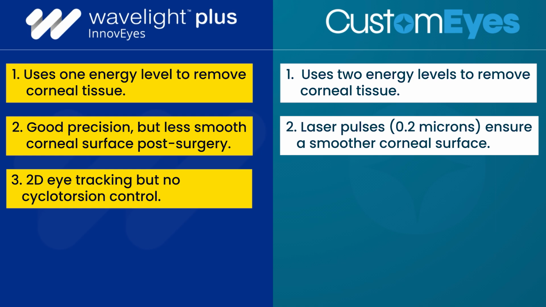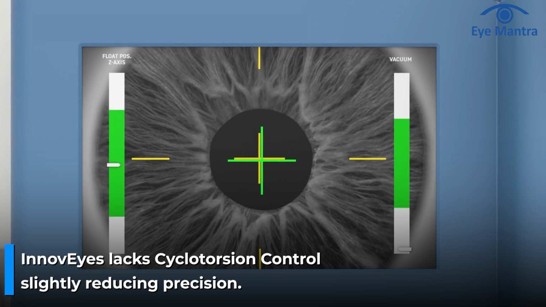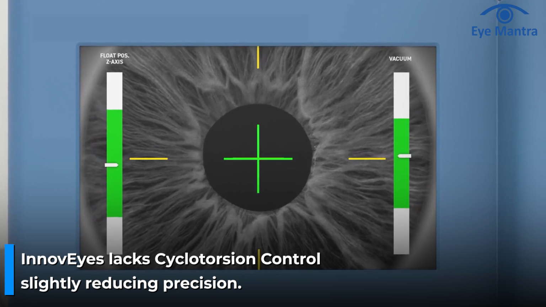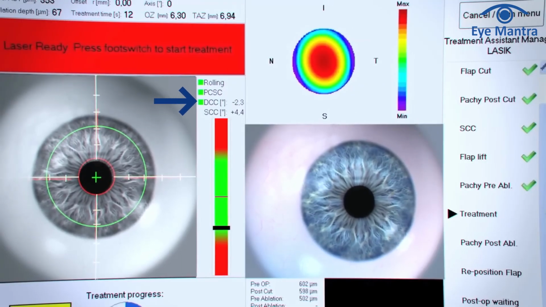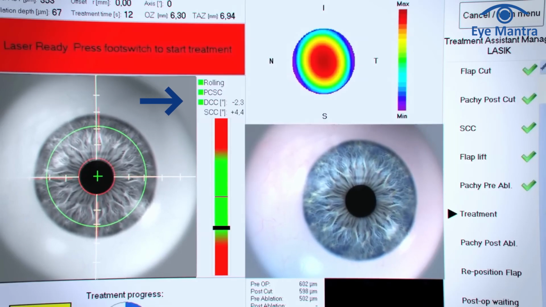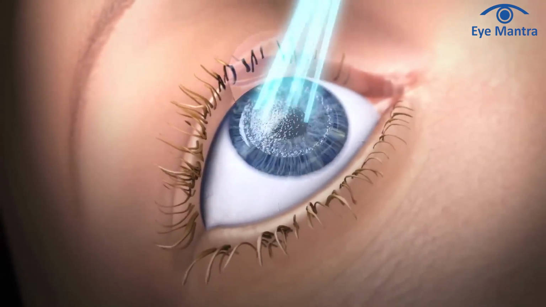Wavelight plus Inovise uses 2D eye tracking, which is sufficient for moderate vision errors. However, it does not have dynamic cyclotorsion control, which means that due to the eye movement during treatment, precision might be slightly reduced. CustomEyes AI uses the world's most advanced 7D eye tracking technology. 7D tracking detects and adjusts eye movement every second. With dynamic cyclotorsion control, the natural rotation of the eye is adjusted every second during the surgery. CustomEyes precision is far better than Inovise as it tracks and corrects every micro-level eye movement.